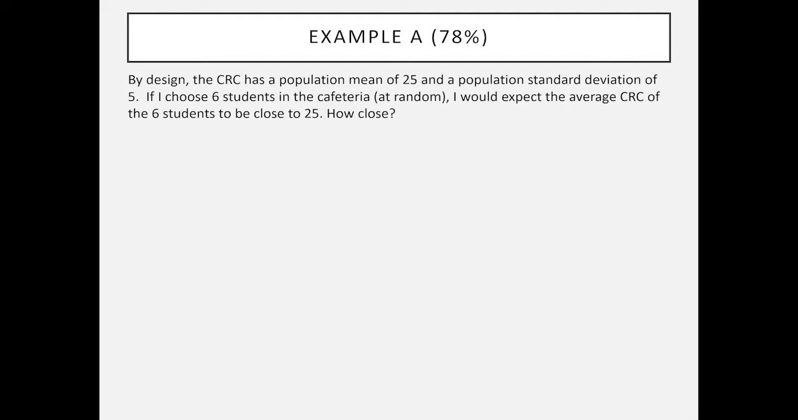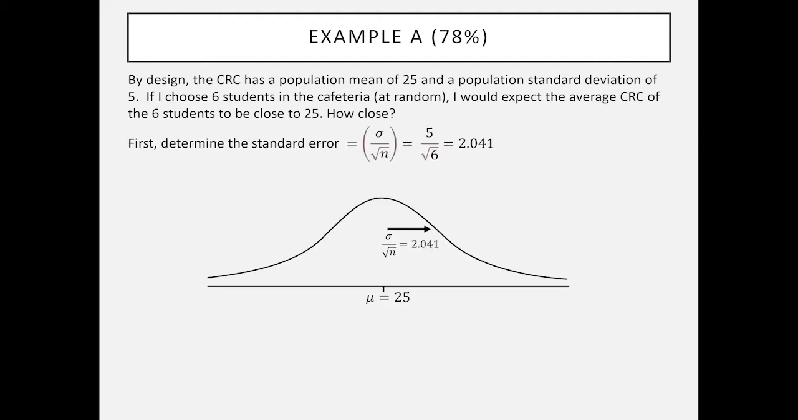So I would expect that if I chose 6 students randomly and calculated the average of these 6 students, I would expect that the average of the 6 to be pretty close to 25. Maybe not exactly 25, but, well, how close? Well, how could we figure this out? Well, the first thing would be to determine the standard error. Keep in mind that n is equal to 6. I know that this population standard deviation is 5, so we could figure out that the standard error, I've done a calculation, is 2.041.